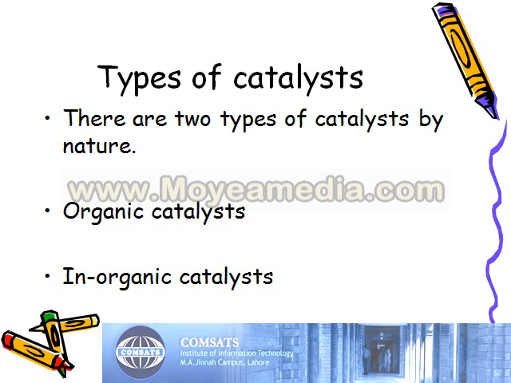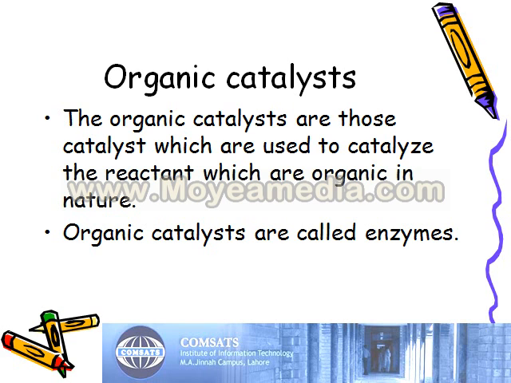Now, there are two types of catalysts. One is organic catalysts and the other one is inorganic catalysts. So, what are organic catalysts? The organic catalysts are those catalysts which are used to catalyze reactants which are organic in nature. Organic catalysts are also called enzymes.